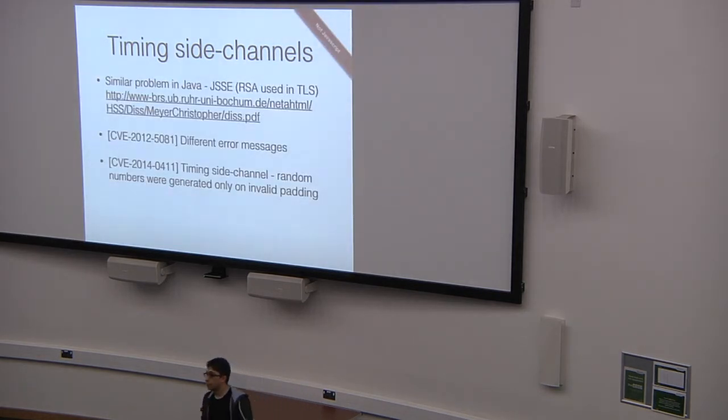But this is, again, not something unique to JavaScript. Multiple libraries, or multiple code bases, are vulnerable to the same kind of problems. For example, this year, there was a timing side channel in Java Secure Socket Extension, which was able to exploit the fact that the TLS stack implemented by JSSE generated a random number only under certain conditions. The conditions where the padding is invalid. And only by measuring precisely the time of that, you could construct a successful attack against JSSE.